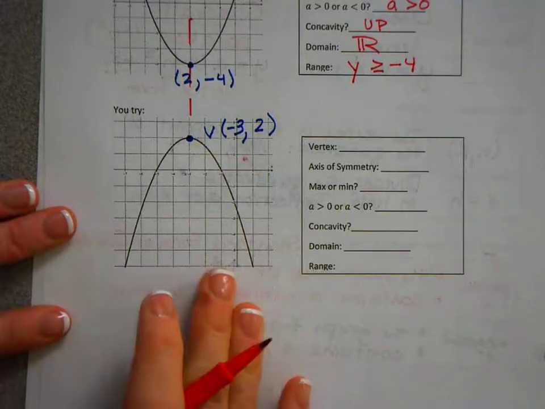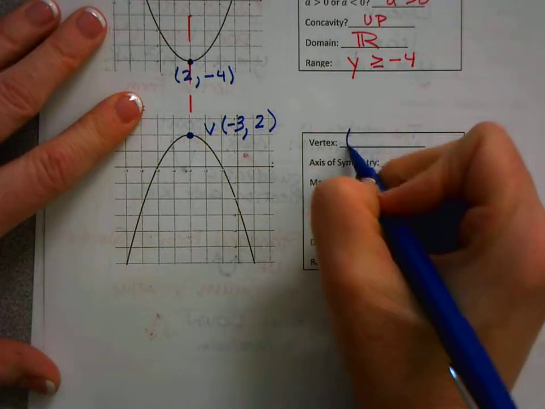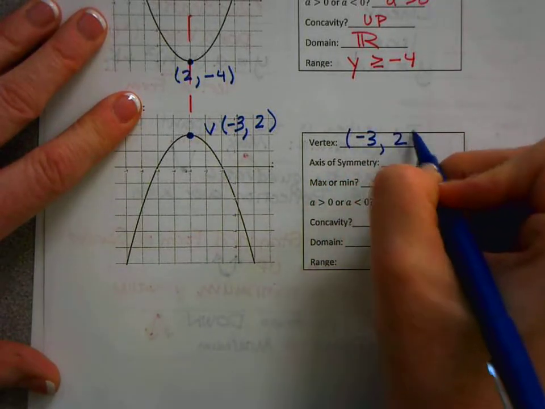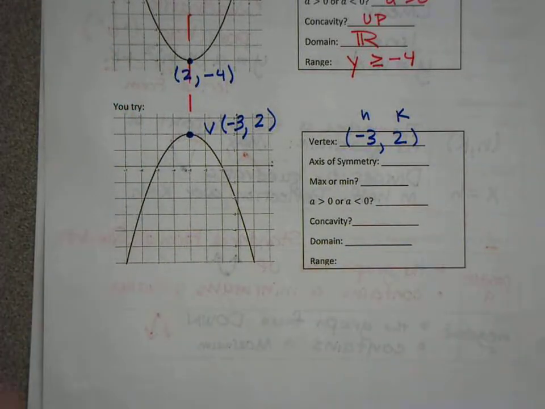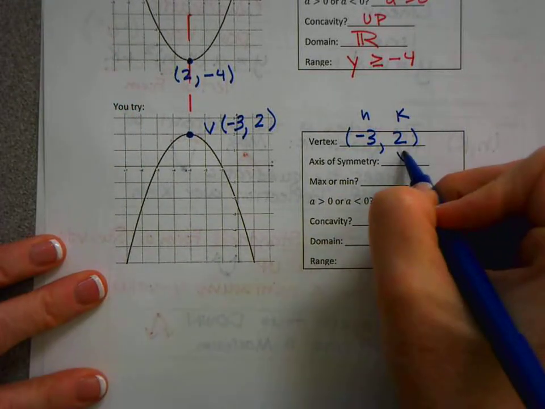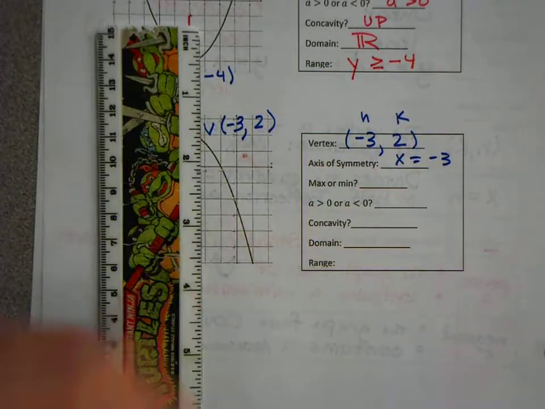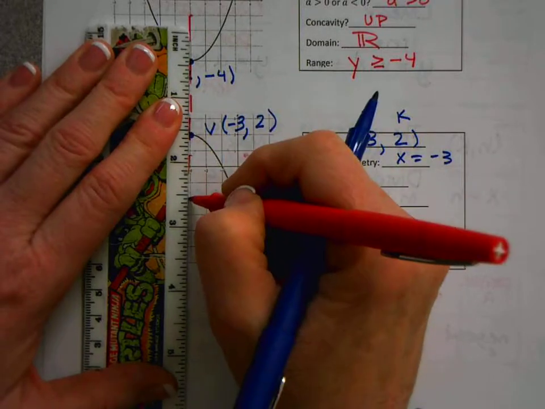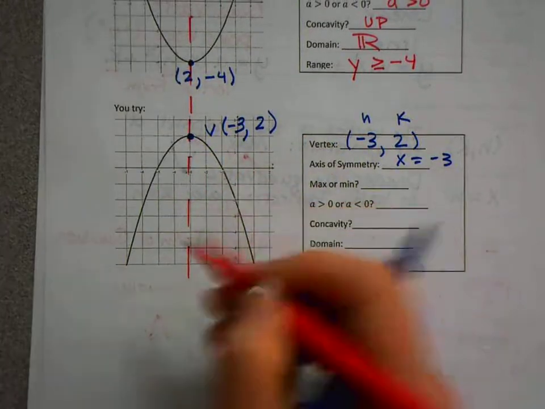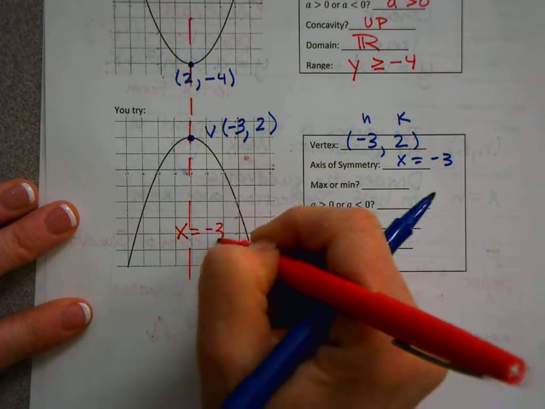Now the quadratic where a is negative. We've already determined the vertex, the middle point. It's negative 3, 2, and let's label it h, k. Those are so important. Axis of symmetry. Well, the axis of symmetry is going to be x equals h, negative 3. So I'm going to my picture, and at negative 3, I'm going to draw a line straight down. And I'm going to label it x equals negative 3.